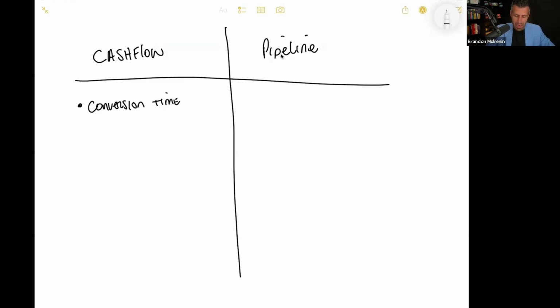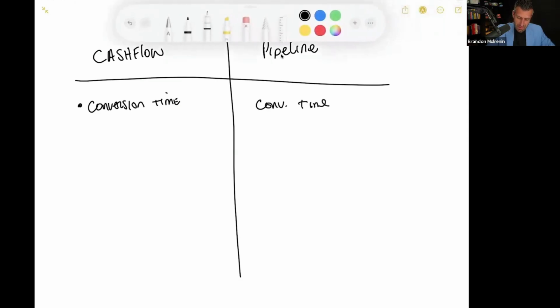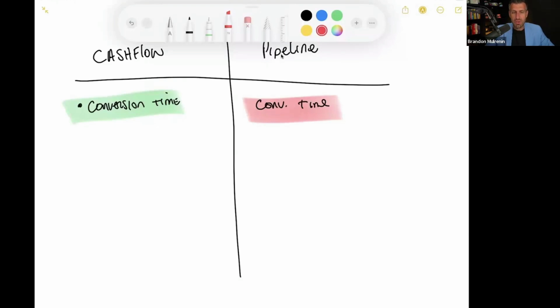So obviously, if we looked at this, let's do that. I don't want to erase that. This would be green for good, and then this would be red because it takes a long time, right? What else would be an upside on cash flow? Outside of conversion time, what else is good about it?